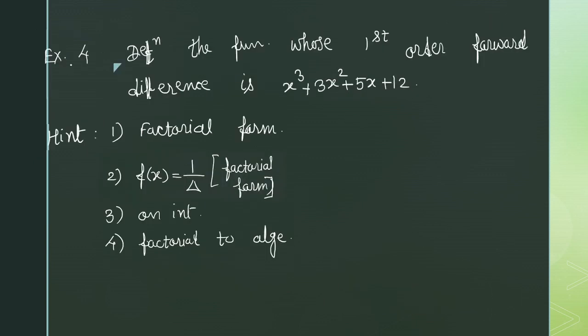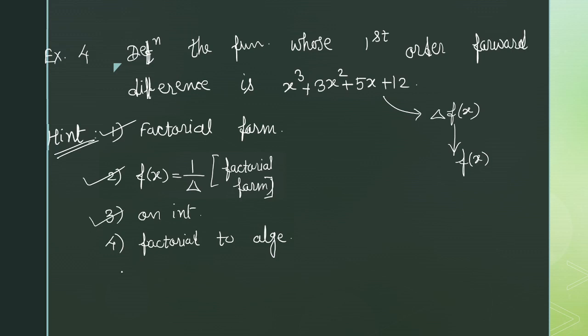Now, example number 4: determine the function whose first order forward difference is this value. That means this value is given as del of f of x. These are the steps. First we convert these algebraic terms, the polynomial, into factorial notation, and then from this we find the value of f of x. F of x, how do we find it? By using the step 1 by delta in factorial form, that means integrate the terms.